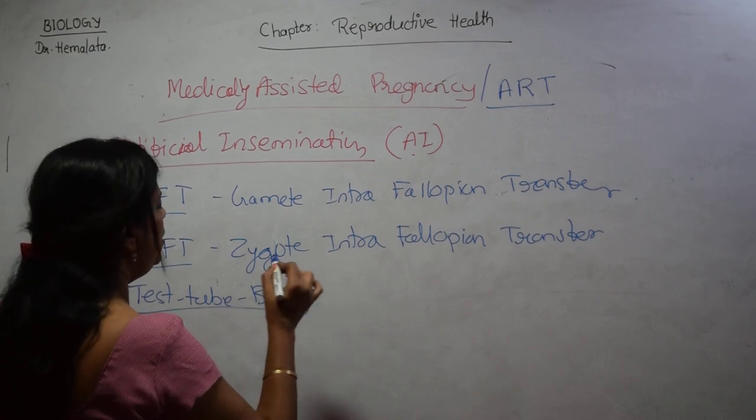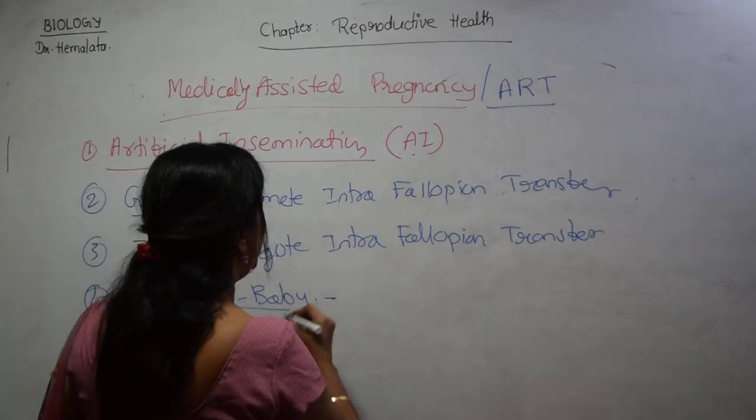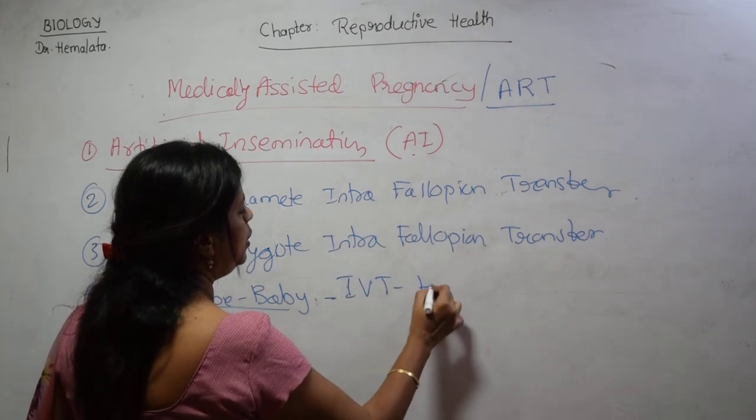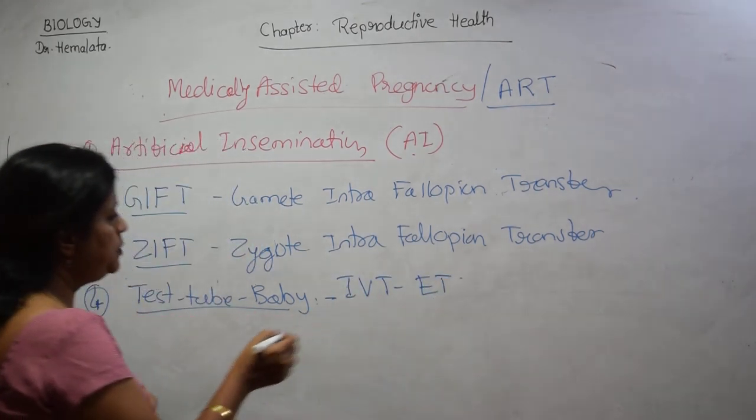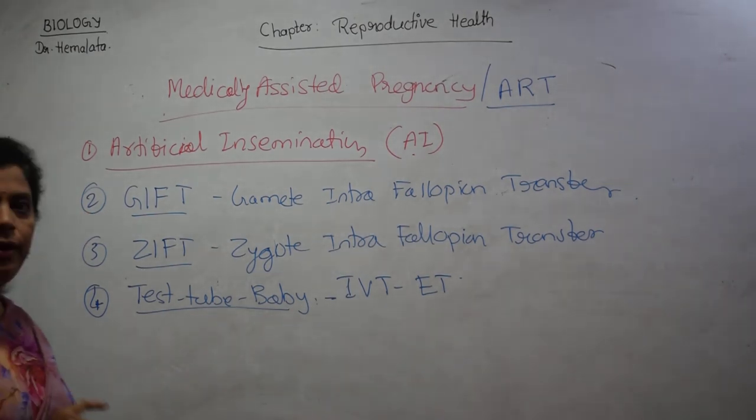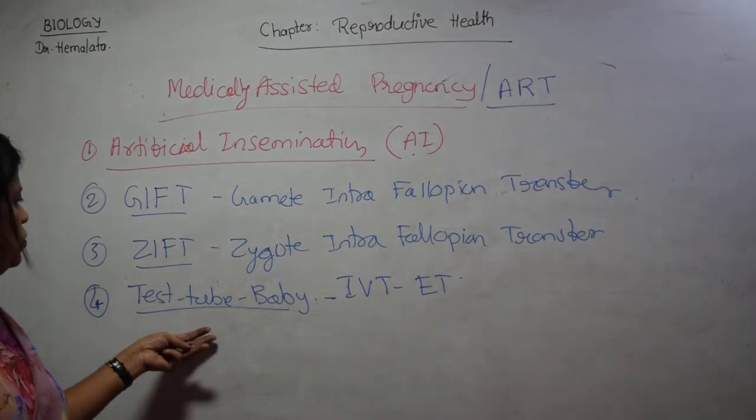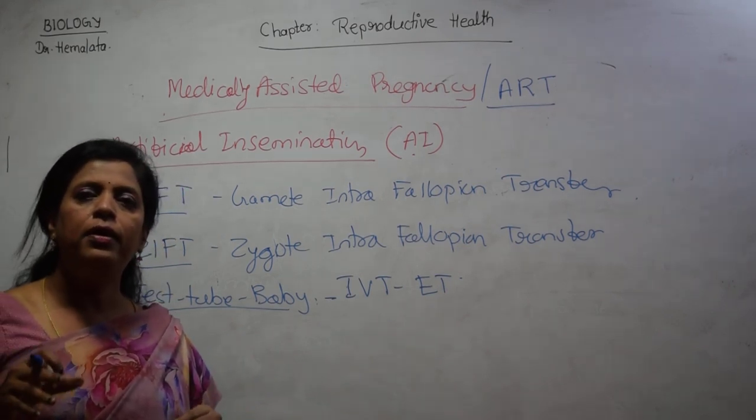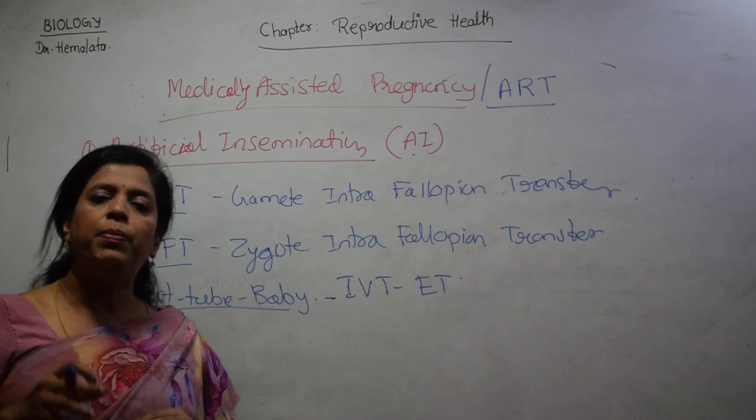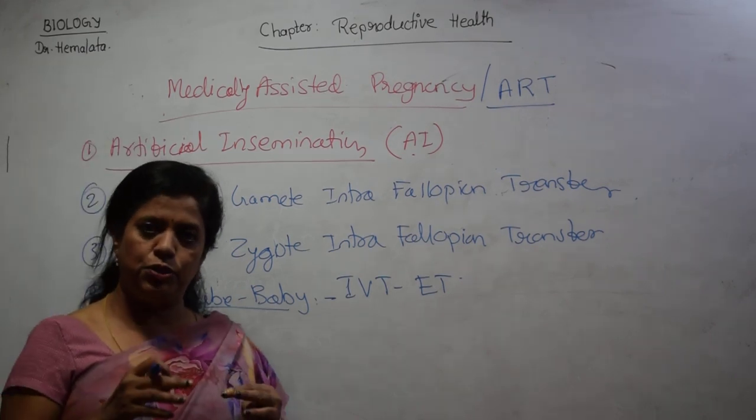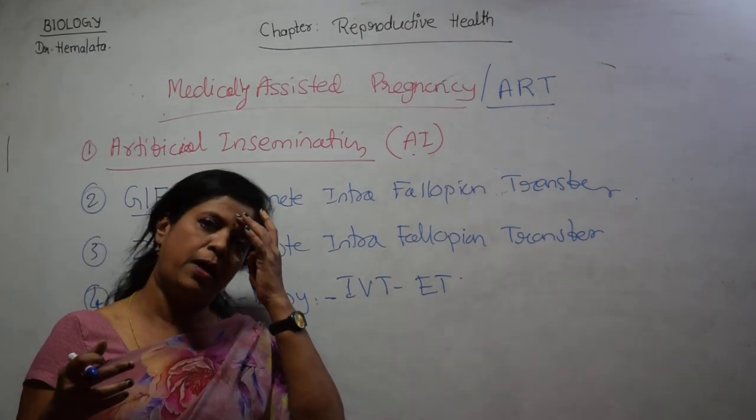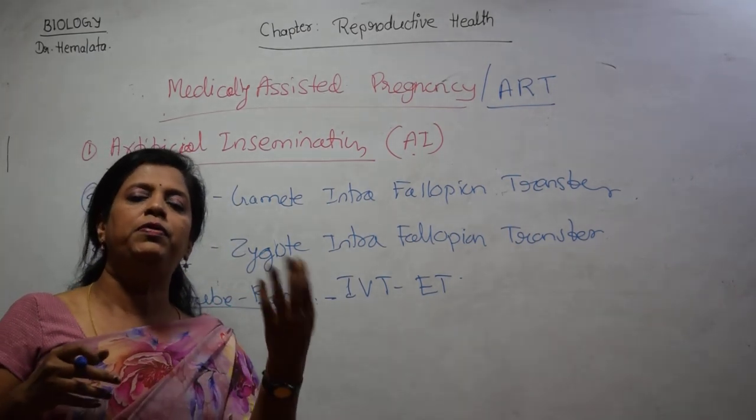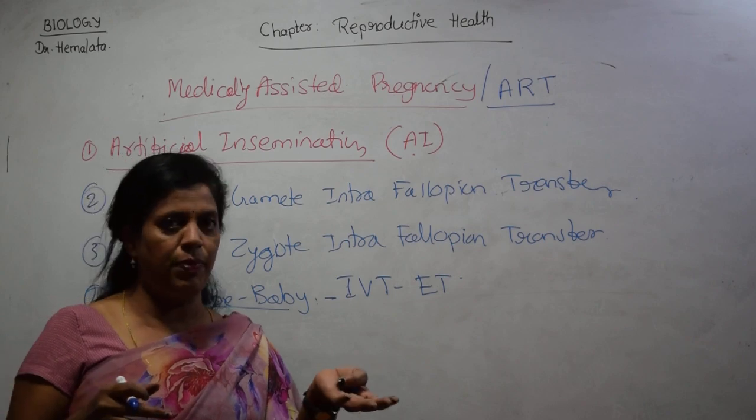So test tube baby is biologically called in vitro fertilization and embryo transfer. Let me explain this in detail. Most people think that the baby is produced in the test tube. No, here the fertilization is happening in lab conditions in the test tube. Then after fertilization happens, the 32 cell stage embryo is transferred to the mother's uterus for implantation.